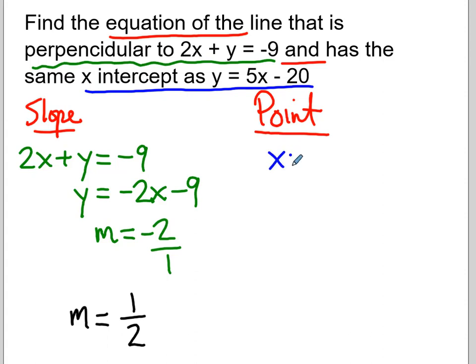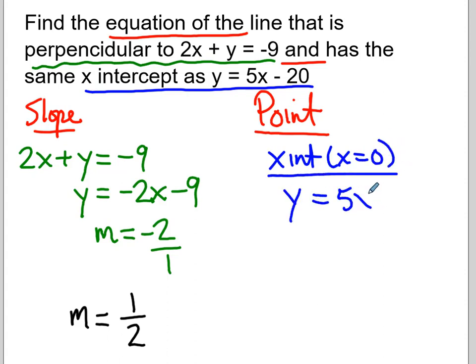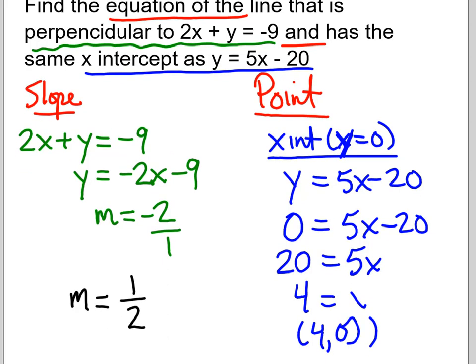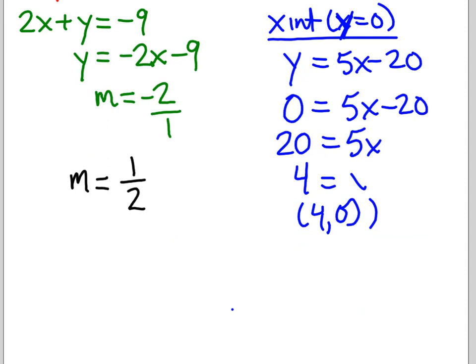If I want to find x-intercepts, I'm going to set my y value to 0, and then I'm going to take that equation they gave me. This is a y here, not an x, this is a y. So I'm going to put a 0 in here for my x-intercept. I'm going to rearrange the equation, and I'm going to come up with x equals 4, or the coordinate (4, 0). Okay, so now I have the two pieces of information I need.